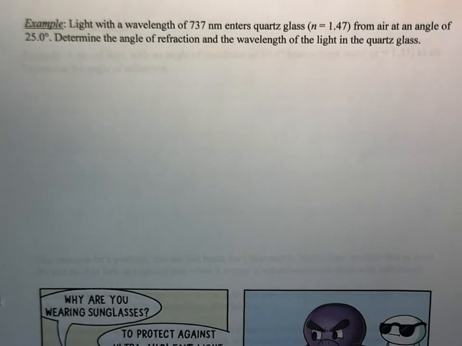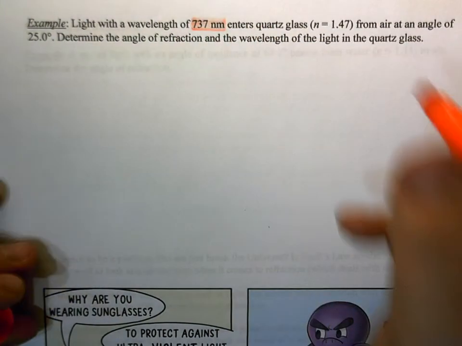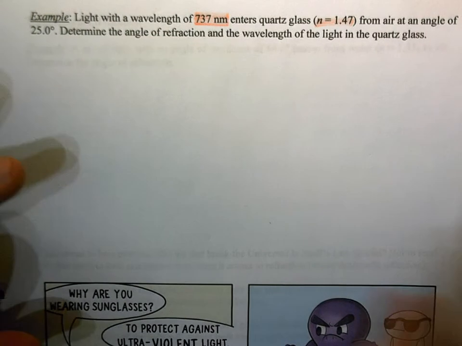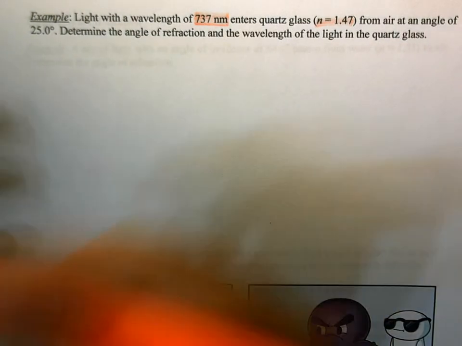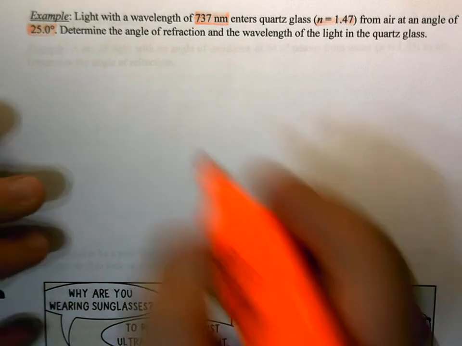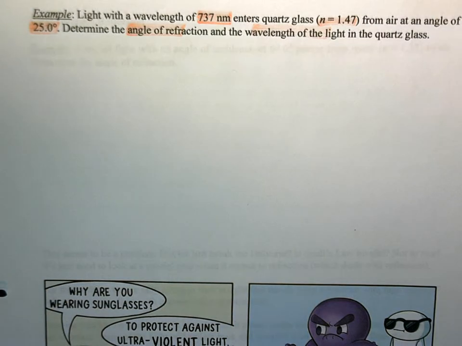So we got light. It has a wavelength of 737 nanometers. It's going to enter quartz glass. I should say it's going to enter from the air at an angle of 25 degrees. And if they don't tell you, you can assume that the angle is relative to the normal. So we want to find the angle of refraction and the wavelength of light in the quartz glass.